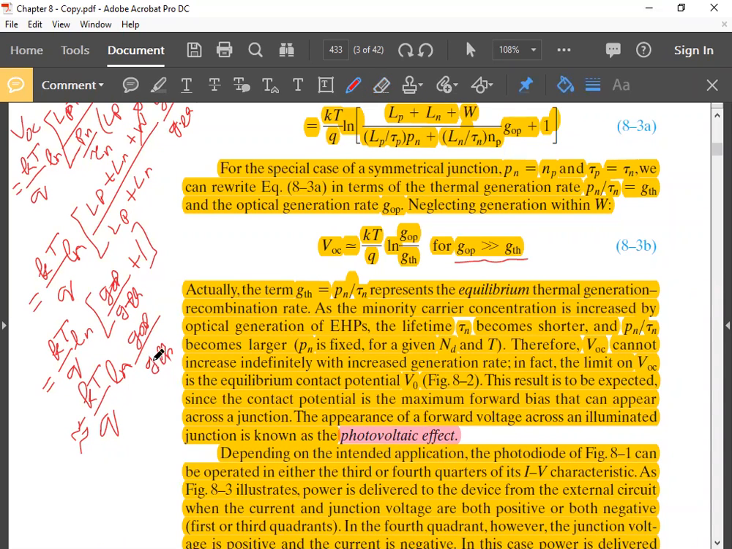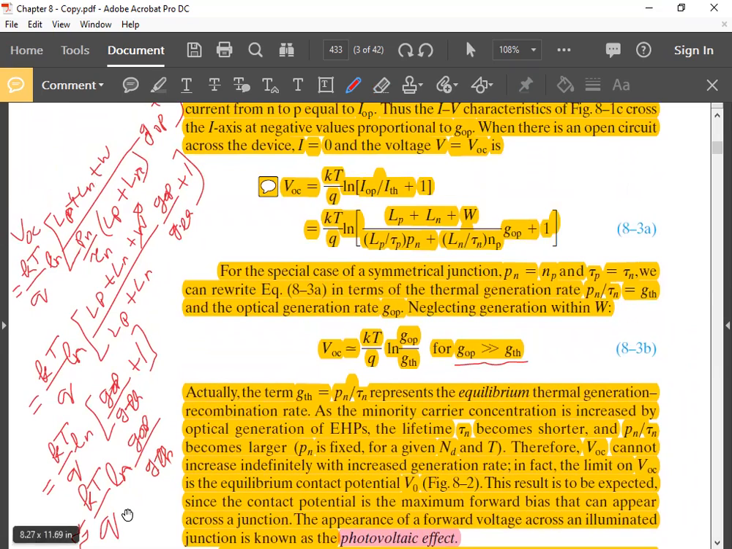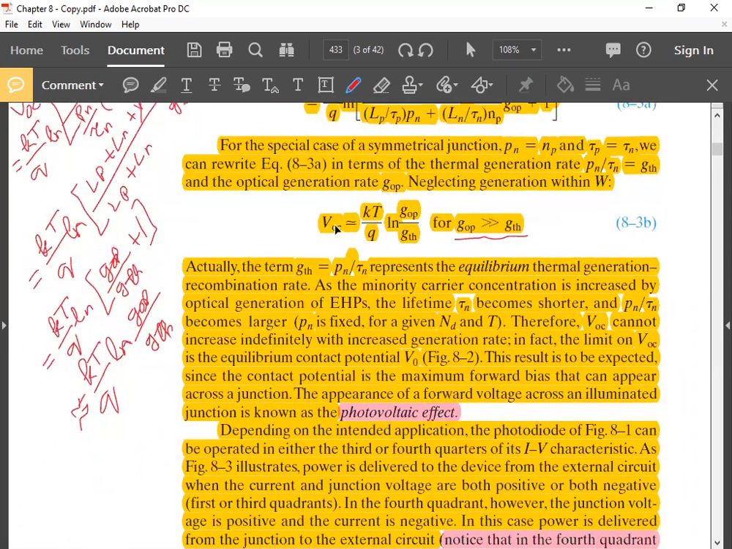So from here, the objective is to show you how things vary. VOC is kT by q ln G_OP by G_thermal. So it may seem that if you increase G_OP indefinitely, VOC will also increase indefinitely. It seems like that. And the polarity of VOC is just like the polarity of a forward bias voltage.